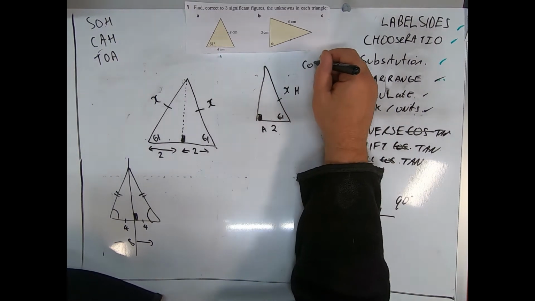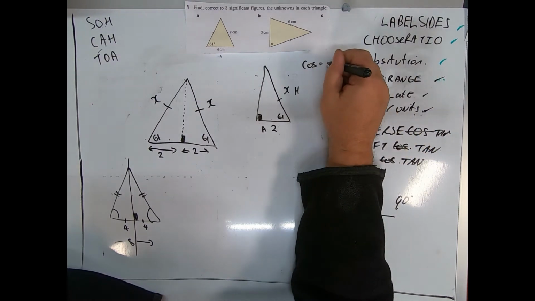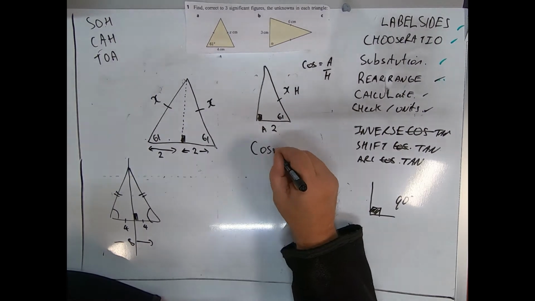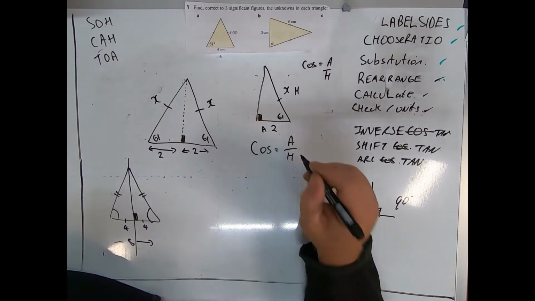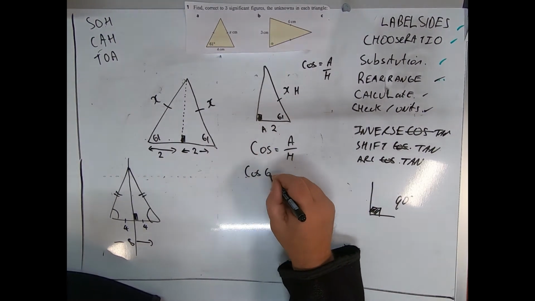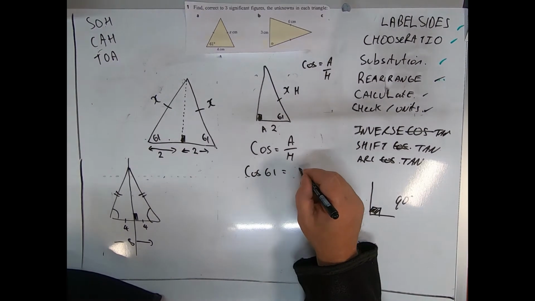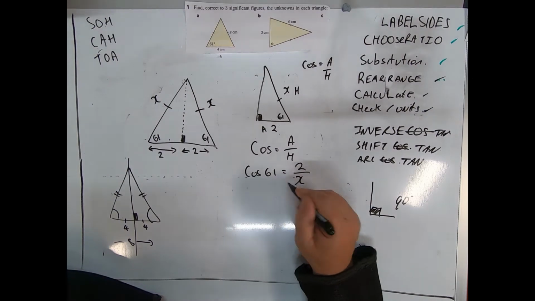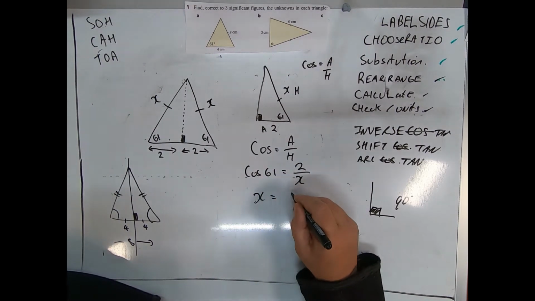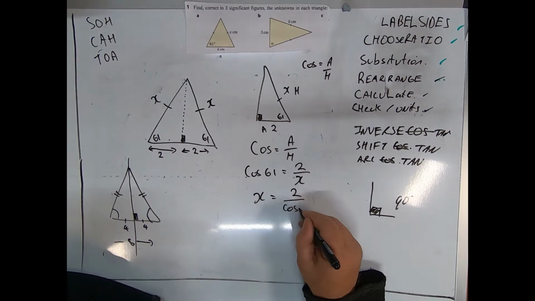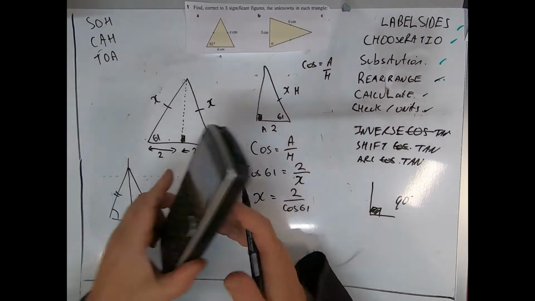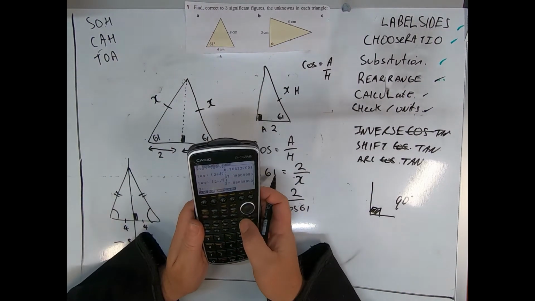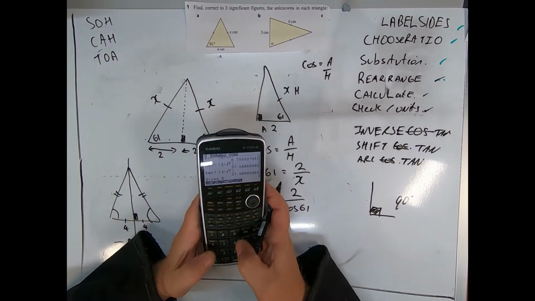Do you believe that's cos? Cos equals adjacent over hypotenuse. Now I'll write it underneath over here. For this question, it's cos of 61. The adjacent is 2 and the hypotenuse is x. I have an x on the bottom. That means this question is going to be divide. Okay, ready to type that in. 2 divided by cos 61.